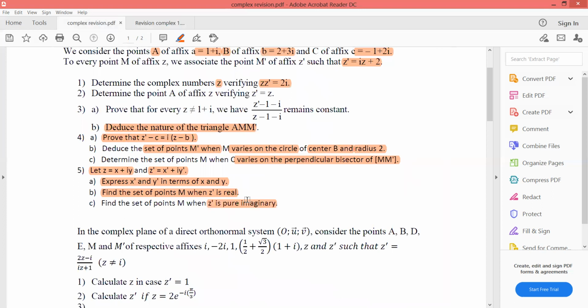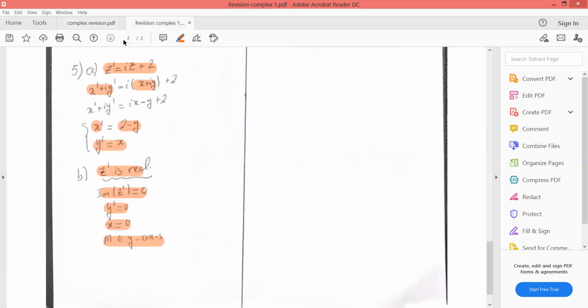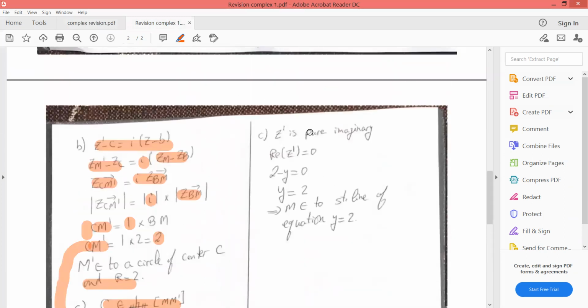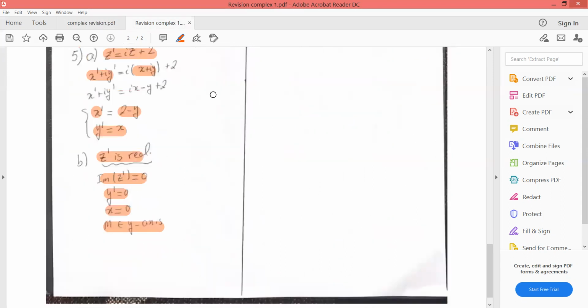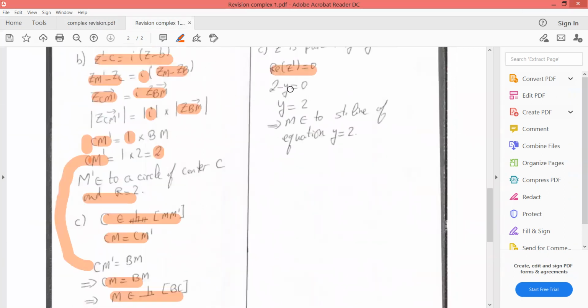Real part equal to 0. Z prime is pure imaginary and real Z prime equals 0. Real Z prime is 2 minus y. So 2 minus y equals 0. Y equals 2. The M belongs to the straight line of equation y equals 2. You understand it well? Yes.